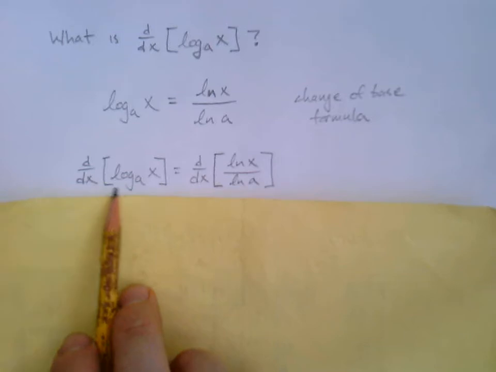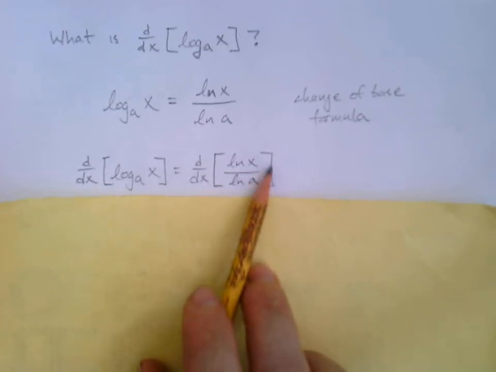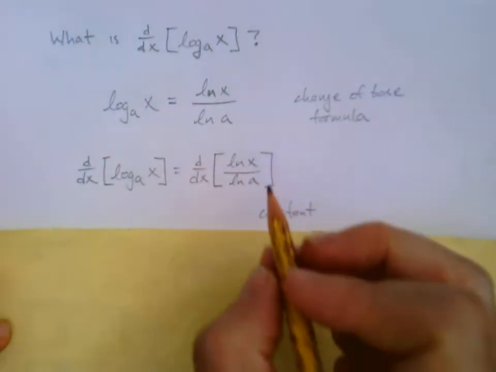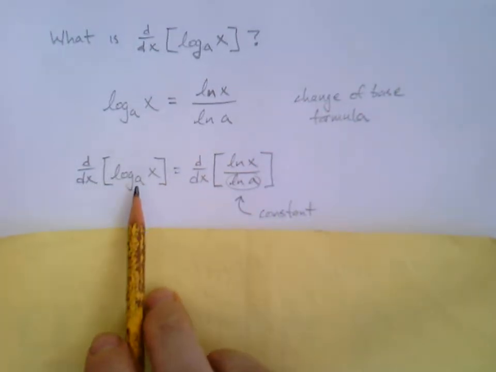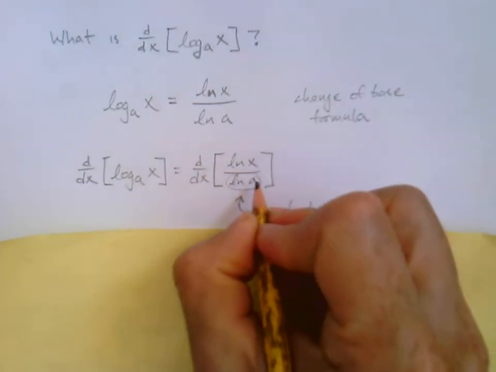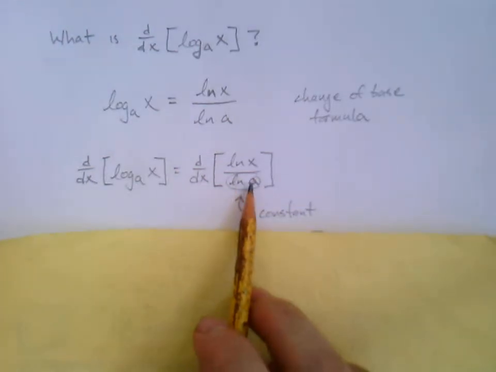And now we can see, oh, okay, this is what we want, right? The derivative of any logarithm. We just have to figure out what this is, and we know how to do natural log x, so this will go well. So we've got the derivative of the natural log of x over the natural log of a. One thing to point out: the natural log of a is a constant, because for any given example, you'll have a number there for a. The natural log of a number is just another number, so we've got that constant in the denominator.